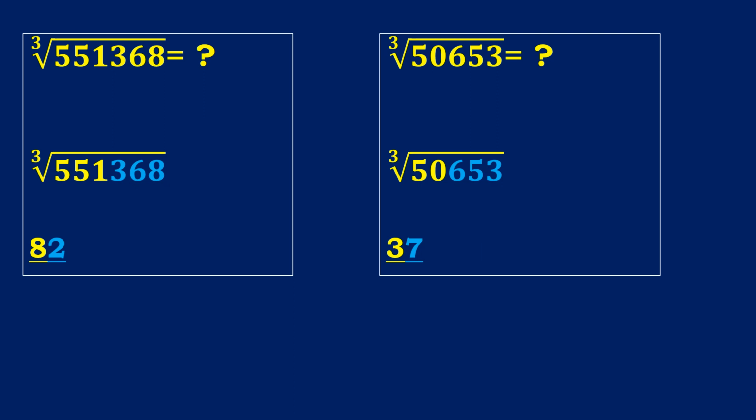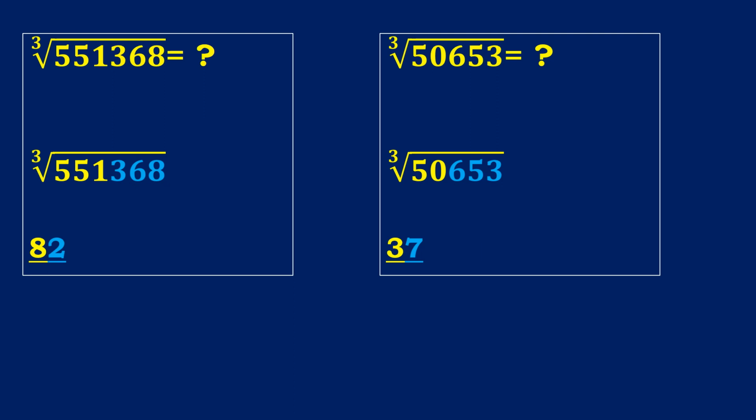Find the cube root of 50,653. The units place of the given number ends with 3. As we all very well know, when a number ends in 3, its cube root ends with 7.